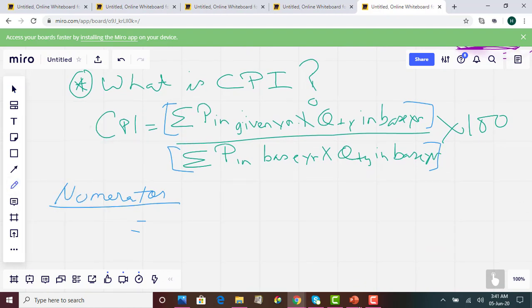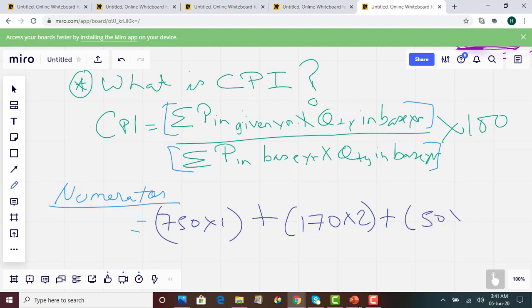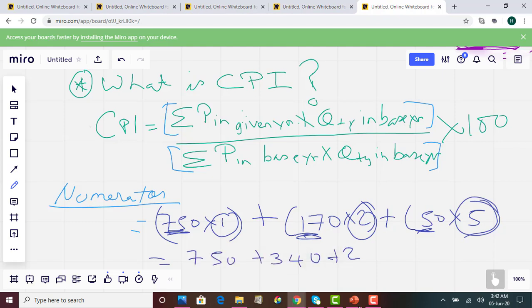Okay, so we know for laptops it's 750 times 1. Then we have a price of 170 times 2, which is the quantity, plus we have 50 times 5. See, these are the prices in the given year, whereas these are the quantities in the base year. So that's the trickiest part. You have to look at the equation and then calculate it. If you do that, we end up with 750 plus 340 plus 250, which equals 1340.